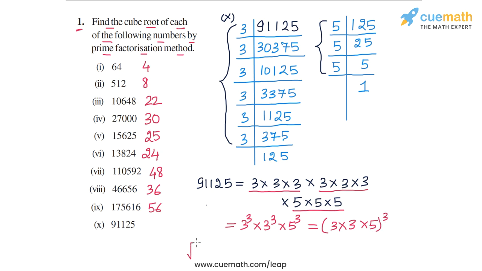And now the cube root is straightforward to write. So the cube root of 91,125 will be this number, this product that we have inside the bracket, which is 3 into 3 into 5, or 9 into 5, or 45.